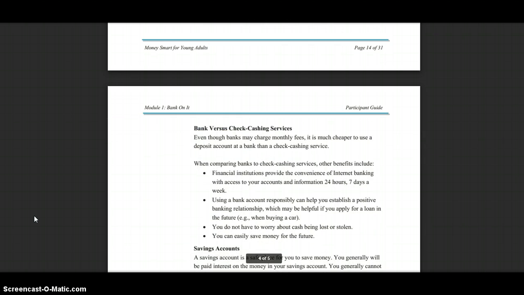Bank versus check cashing services. Even though banks may charge monthly fees, it is much cheaper to use a deposit account at a bank than a check cashing service. When comparing banks to check cashing services, other benefits include financial institutions provide the convenience of internet banking with access to your accounts and information 24 hours a day, 7 days a week.